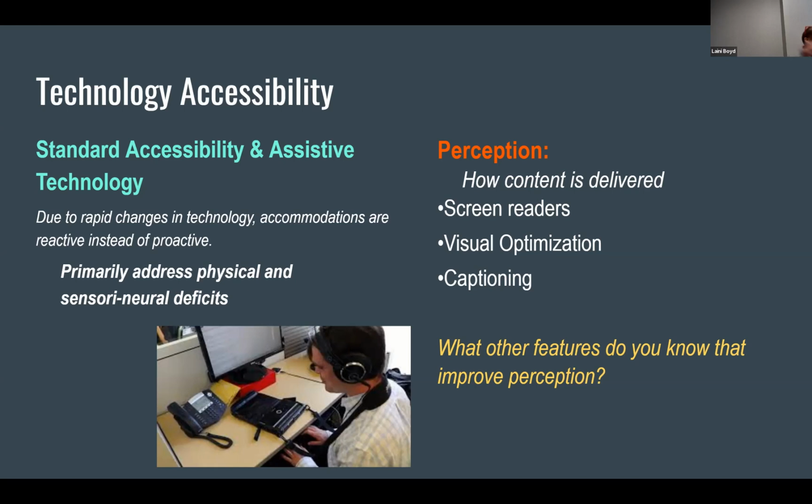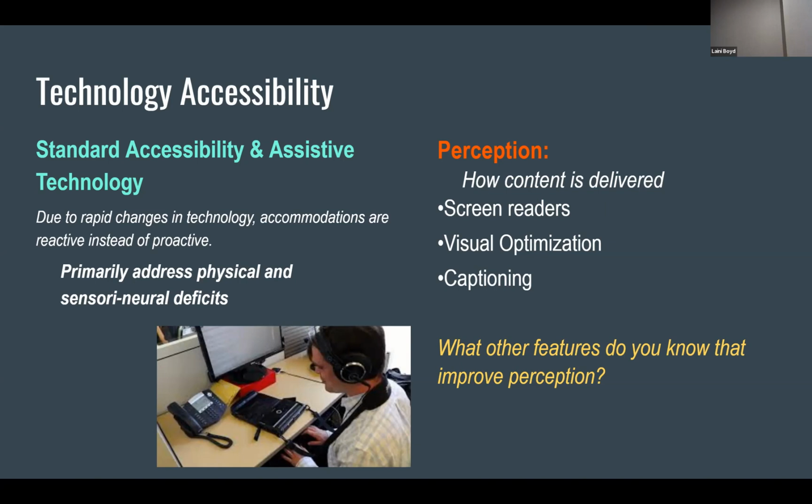So perception, captions is a big one. It's talking about how the content, what we're seeing, is delivered. Can you actually perceive or take in that information? Remember our neurons, I always think about how those neurons work. Information comes in and the brain processes it. So perception is the information coming in. Can I see it? Can I hear it? If I can't see it, I can't hear it, how am I going to access it? And so that's what this perception piece is.